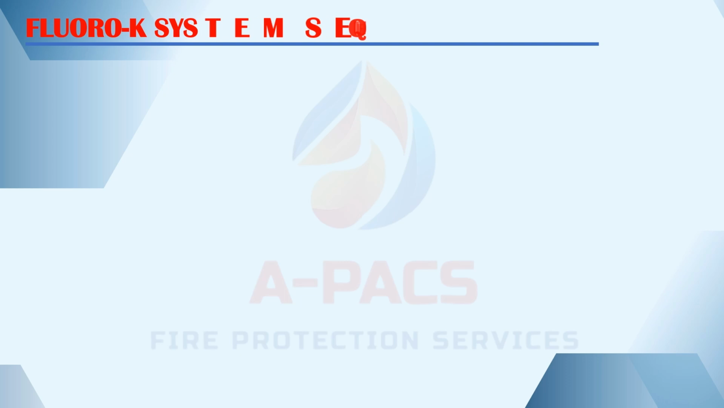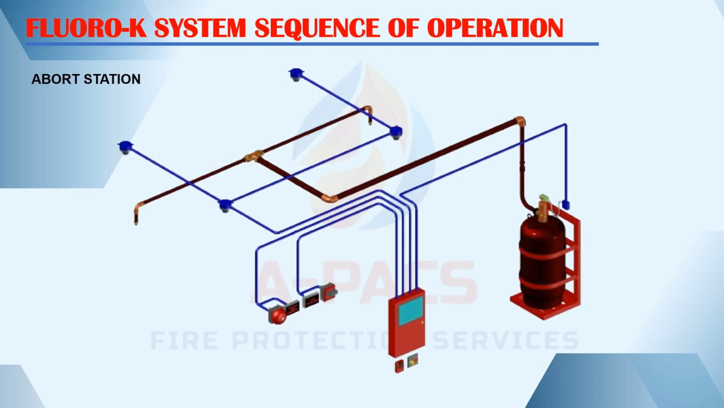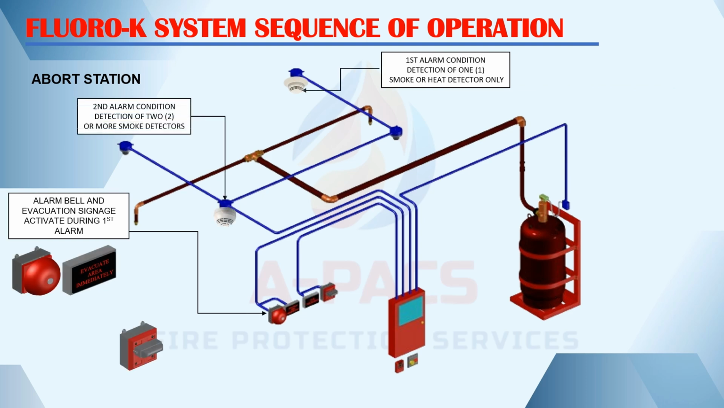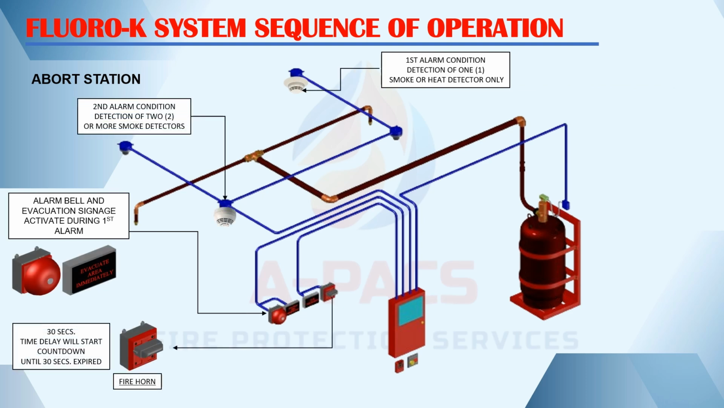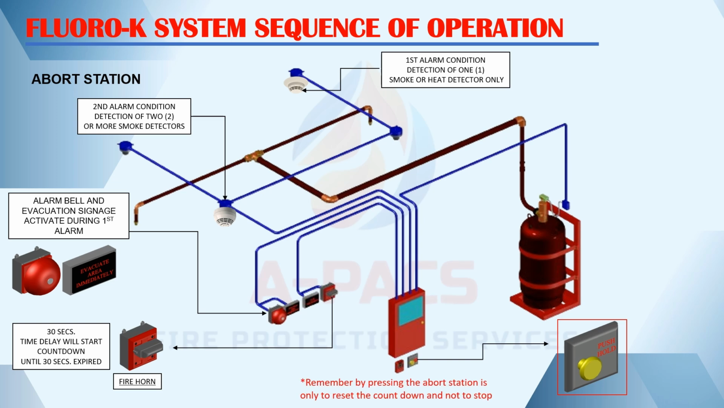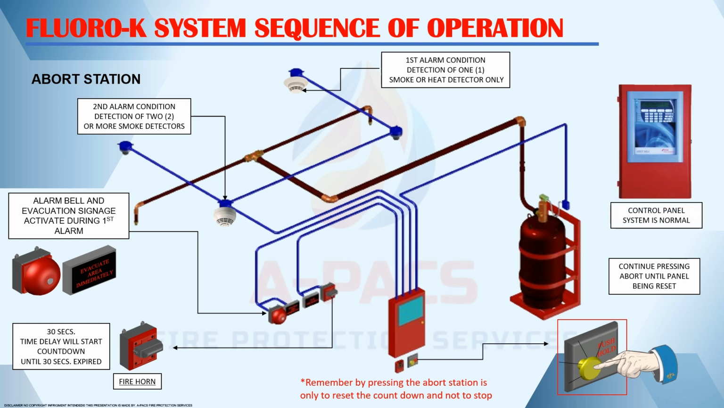The Fluoro-K system sequence of operation. Using abort station. When the first and second alarm conditions were activated, the 30 seconds time delay will start countdown. If you want to reset the countdown, you can press the abort station. Remember, pressing the abort station is only to reset the countdown and not to stop. But if you want to pause the countdown, you just need to press and hold the abort station continuously until the control panel is reset, and the control panel system is back to normal.